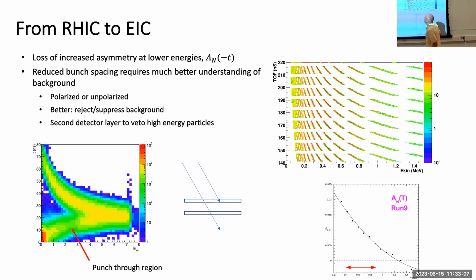For the carbon targets, it's going to be a lot more challenging because your recoil energy only goes up to about 1 or 1.2 MeV.